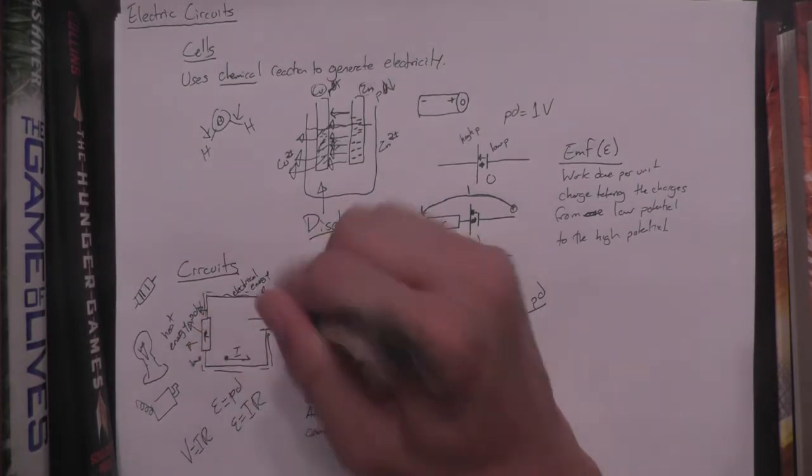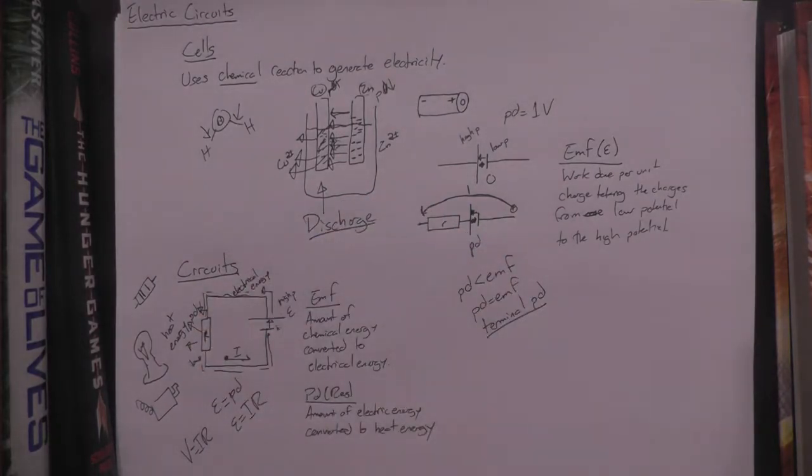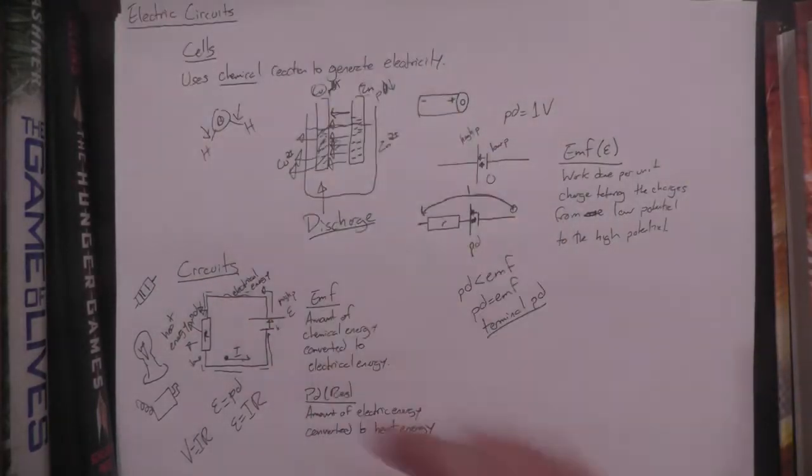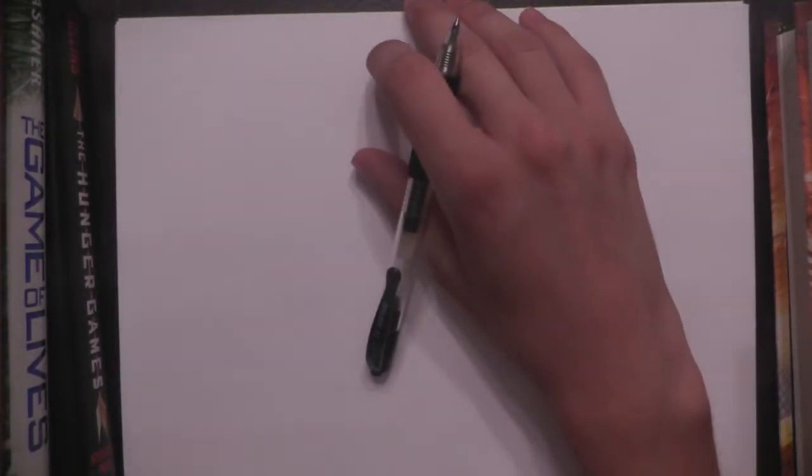It's a circle, goes around. That's how a circuit works. However, that is the simplest circuit. Now we're going to start talking about not so simple circuits, because not all circuits, unfortunately, are that simple.